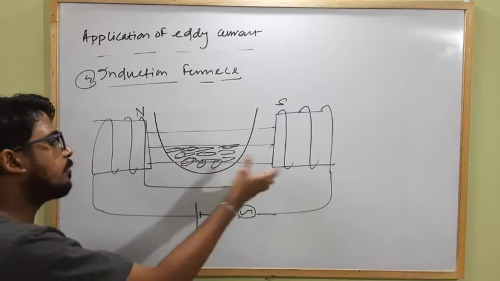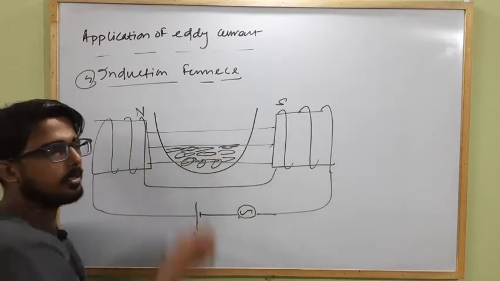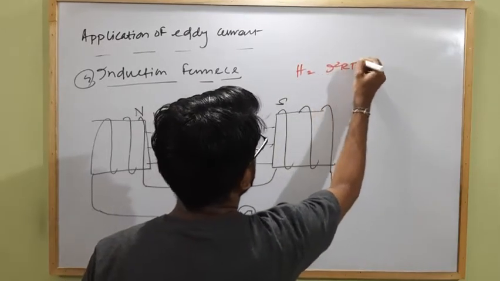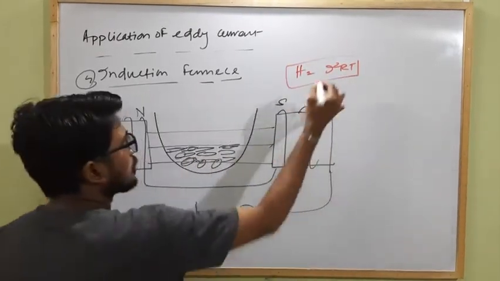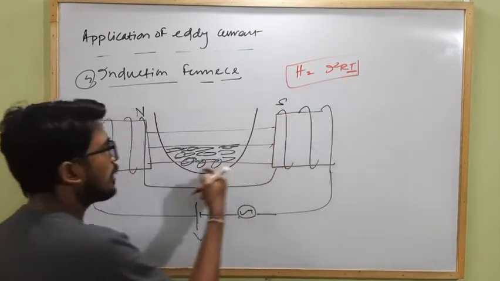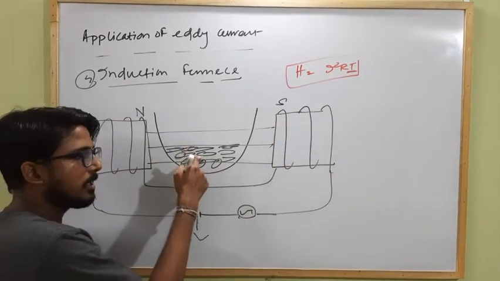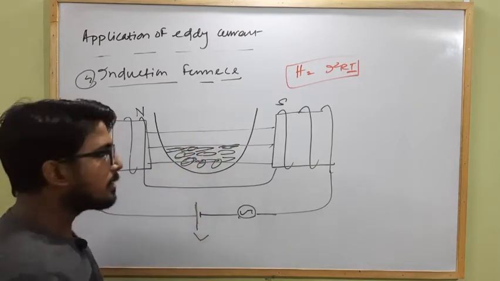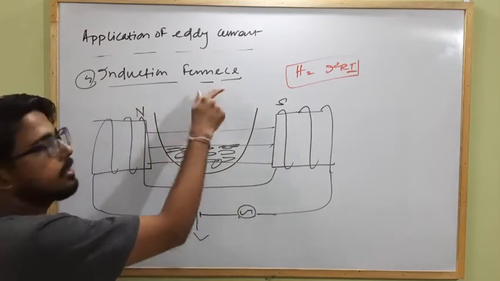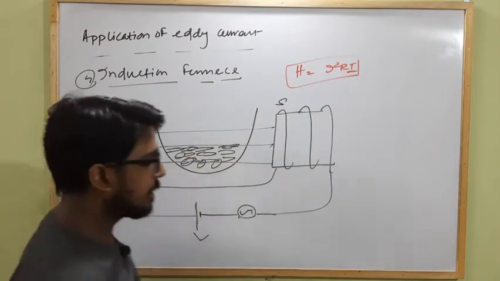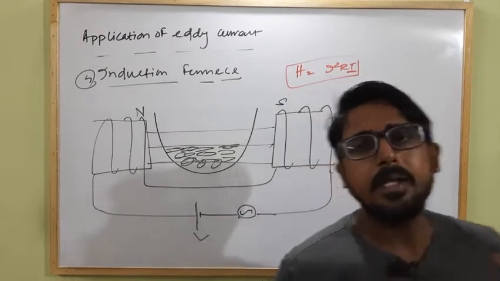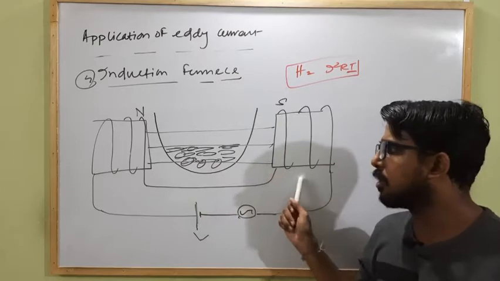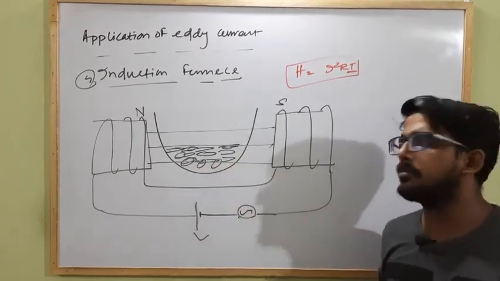And gradually, if we continue this process for a large period of time, as we know the heat produced H equals I square RT. So as the time period increases, the heat produced within this metal due to eddy current will increase and the metal will melt by itself. This effect or this furnace is known as what? Induction furnace, in which the metal starts to melt by the eddy currents produced within itself due to the magnetic flux linked with it changing.